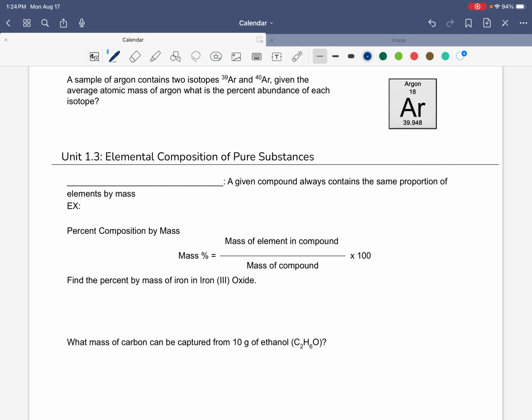This lesson is on Unit 1.3, Elemental Composition of Pure Substances.